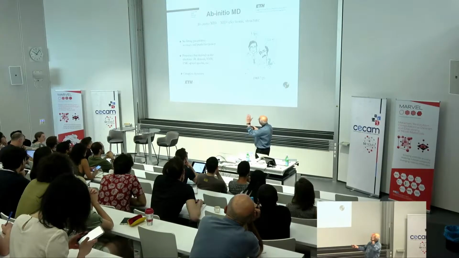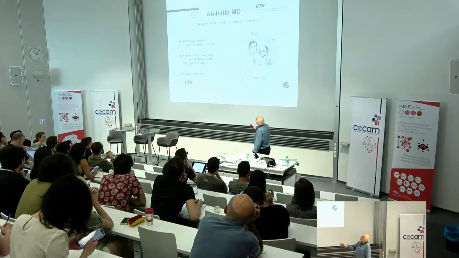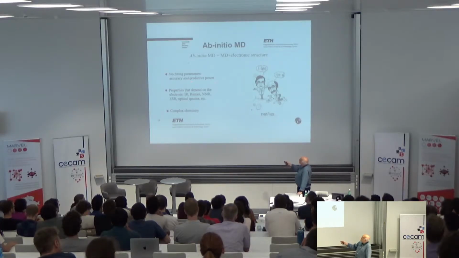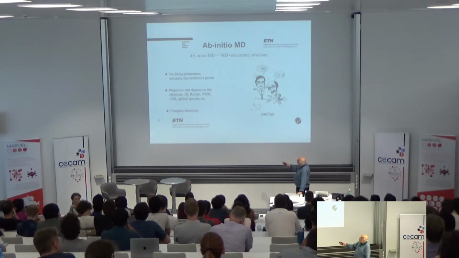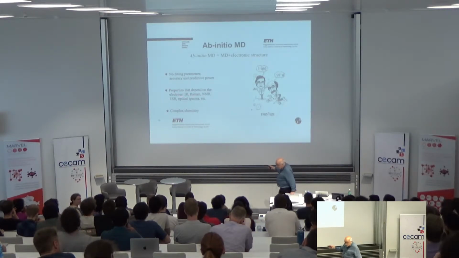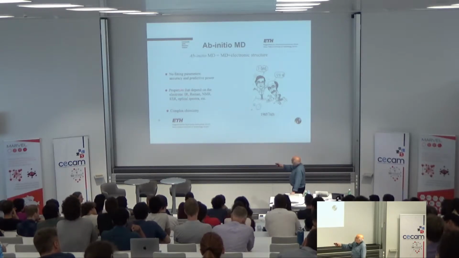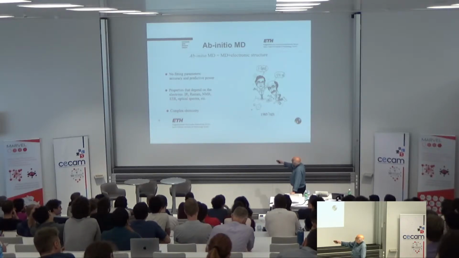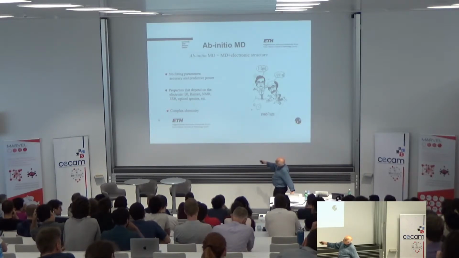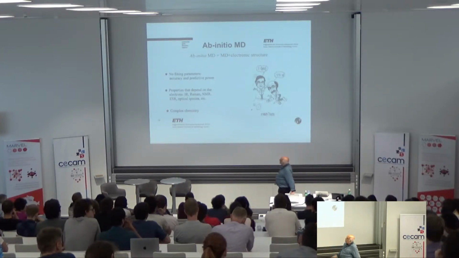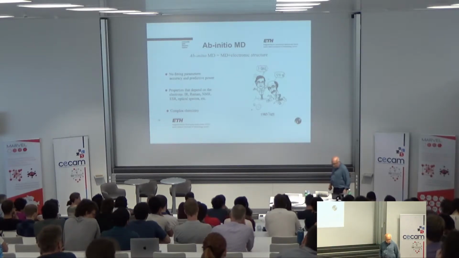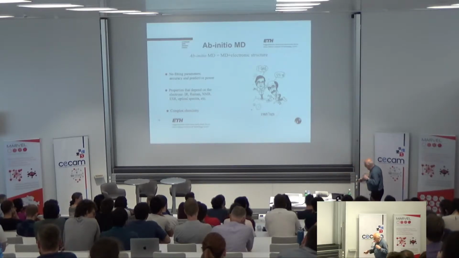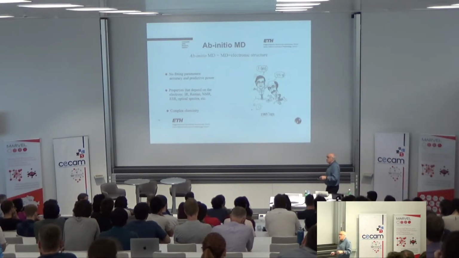And why did we do that? In principle, this was the ideal: no fitting parameters, accuracy and predictive power. That was the promise. Properties that depend on the electrons can be calculated: infrared, Raman, NMR, electron spin resonance, optical spectra, and complex chemistry can be simulated. That was the promise. And Roberto will tell you more about how it goes.